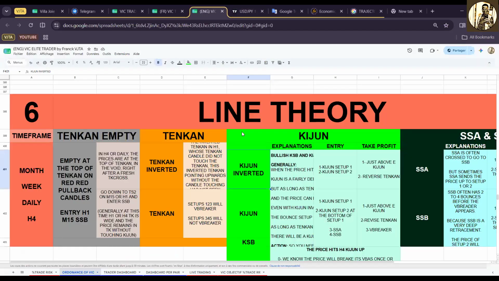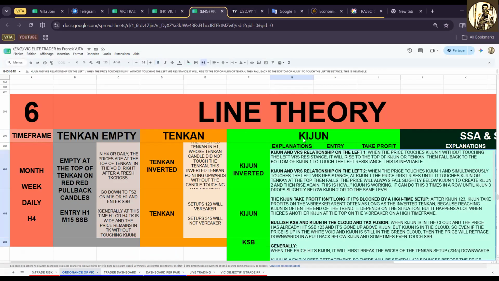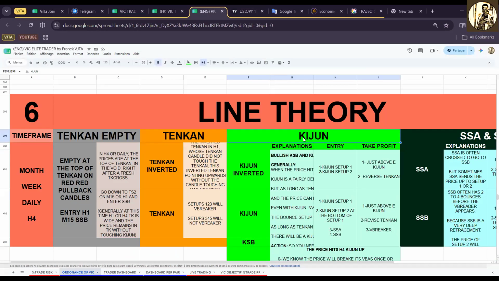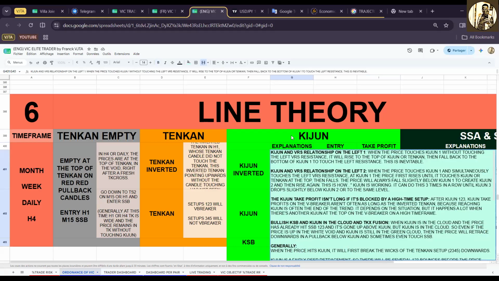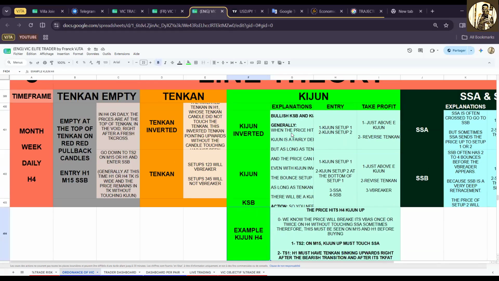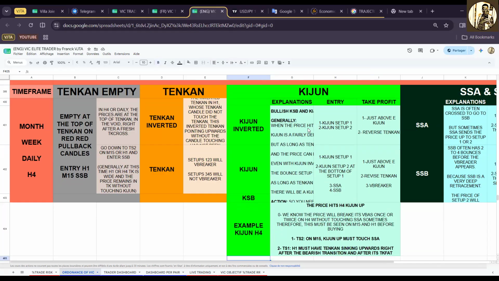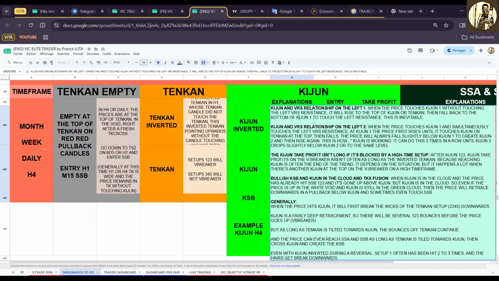So let's now talk about the Kijun line. The Kijun line, you have three types of Kijun. You have the Kijun inverted before the cloud, the Kijun normal, and the KSB. Okay. So let me give you some explanation about the line theory for Kijun, first of all.